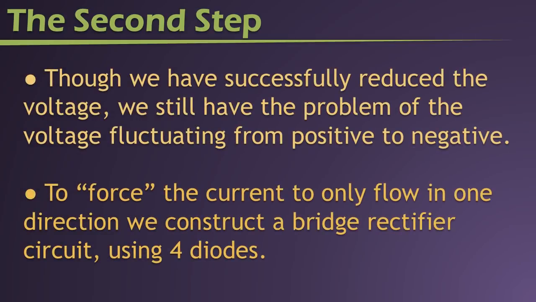Though we have successfully reduced the voltage, we still have the problem of the voltage fluctuating from a positive value to a negative value, and then back to a positive value, and so forth. And this, of course, causes the current to oscillate and go back and forth inside the conductors. So to force the current to only flow in one direction and to stop reversing, we're going to construct a circuit called a bridge rectifier. And it uses four semiconductor devices called diodes.